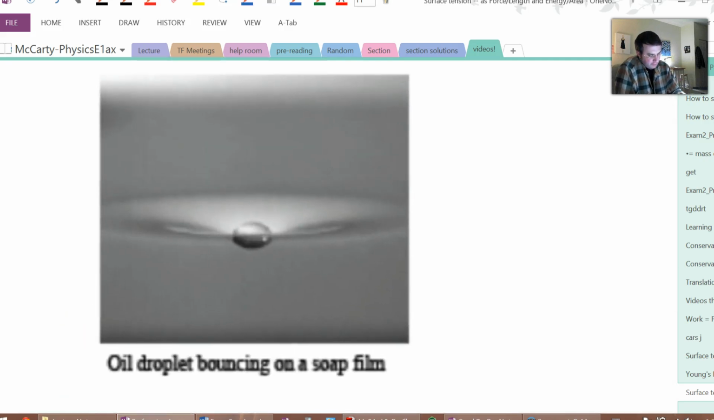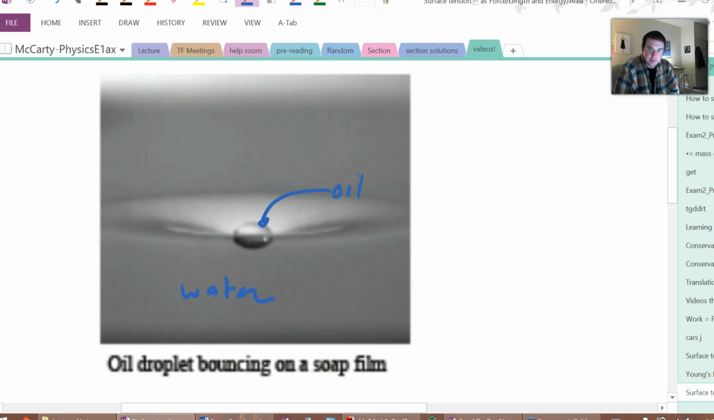And so up here, if we see this drop of oil, that's oil, and this is water. This is from our lecture notes. The surface of the water is resisting the force of the oil bead, pushing down against it by pushing back up against the oil bead.